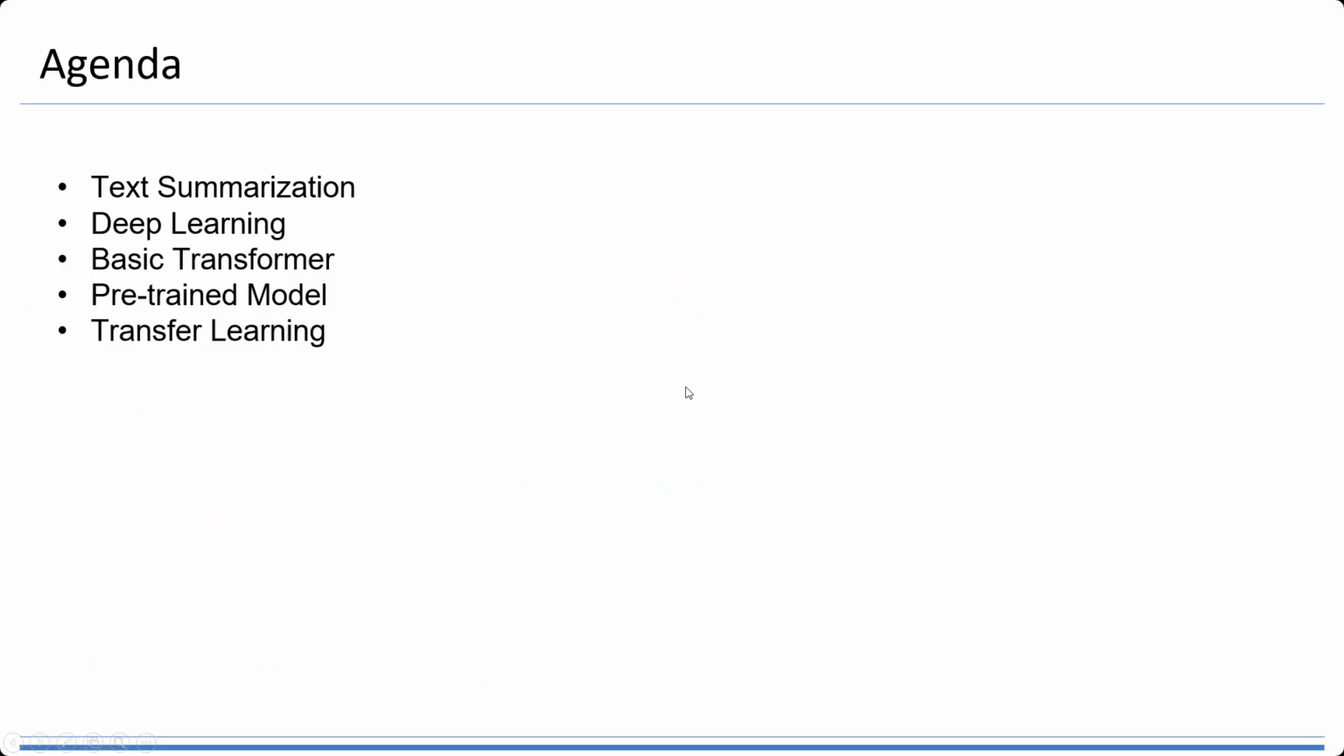So what we learned from the mid exam until the last section was related to text summarization, and then you learned about deep learning, and you learned about the basic transformer. This is about the attention and the feed-forward model and the transformer. Okay.